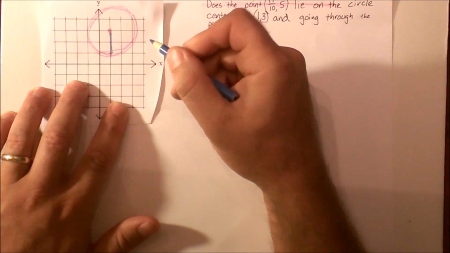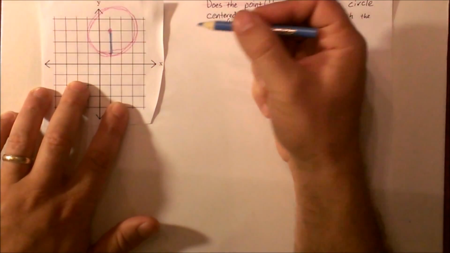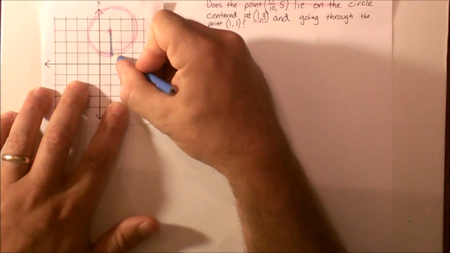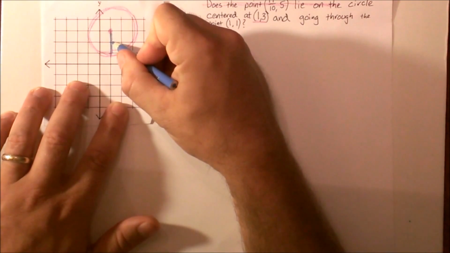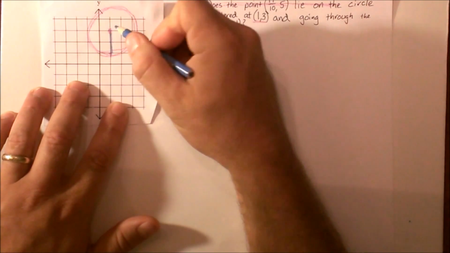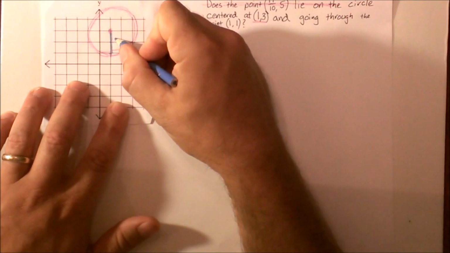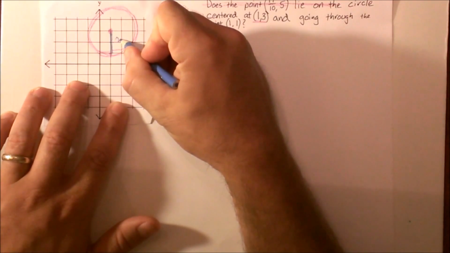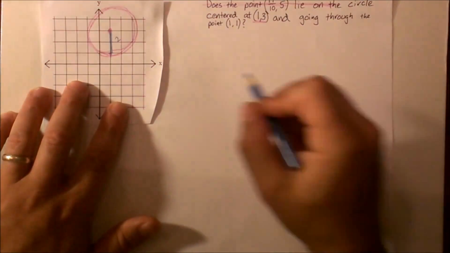Now I'm showing the radius. Since it's a vertical line, we can simply count the points going up, and we see that the radius is a length of 2. If it were somewhere else on the circle, we'd have to use the distance formula.